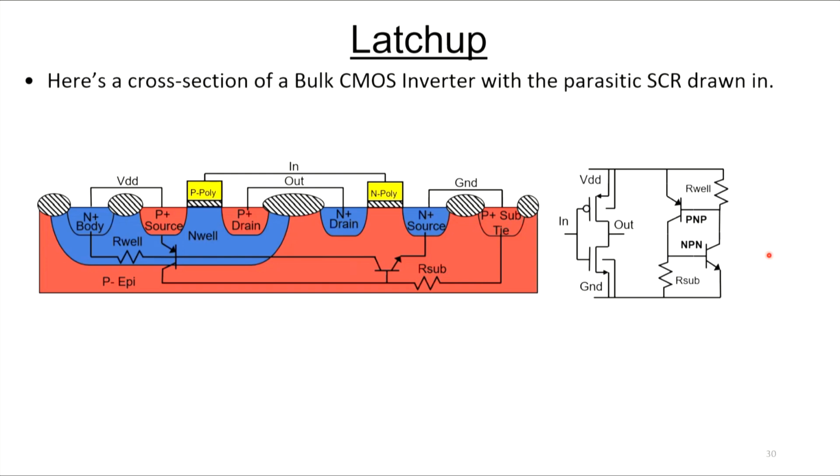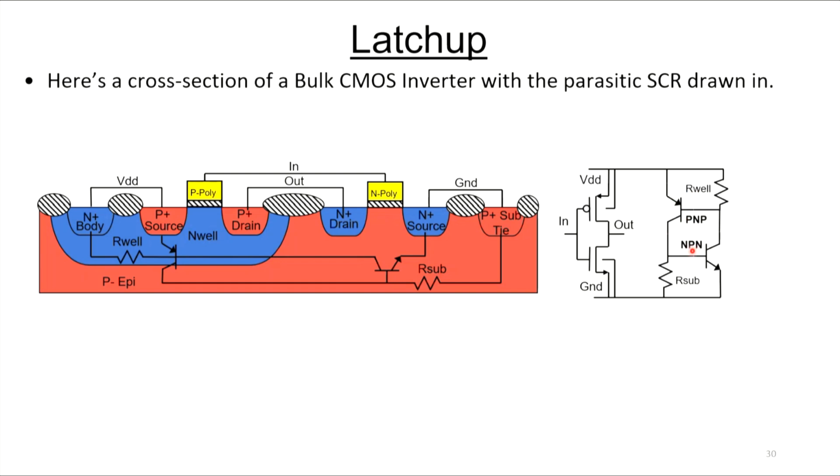So here's a cross-section of a bulk CMOS inverter with the parasitic SCR drawn in. I show the schematic off to the right here. So here's the inverter that we want. And you can see here's the PMOS device, here's the NMOS device. But you have all this extra stuff down here that you don't really want. And that shows up as a parasitic SCR right across the power supplies.